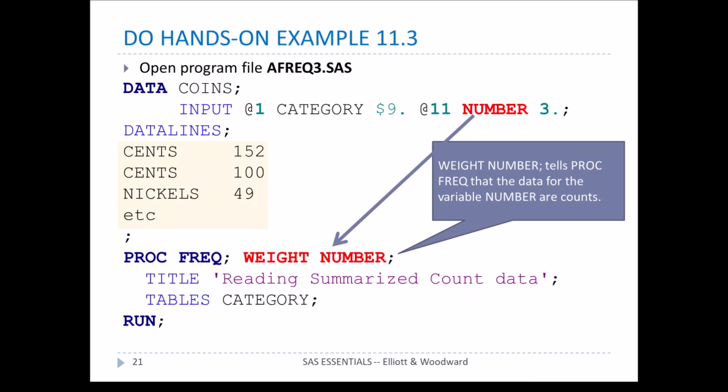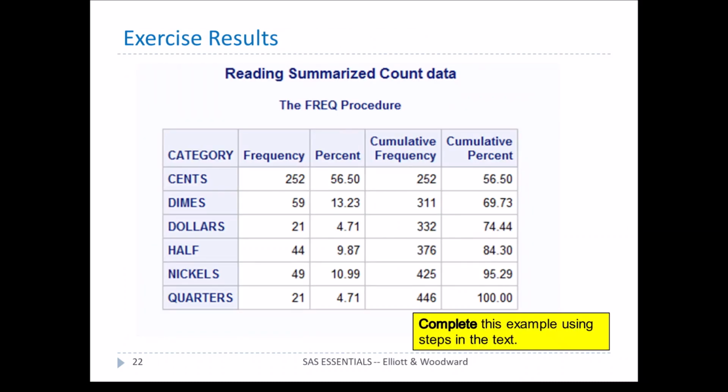So when I say tables category, it's going to look at the category cents and say, aha, there's 152 of them. Whoops, there's also 100 of them. So it'll combine those, as we're going to see. All right, so when we run the program, now we see that it combines cents, 252, then dimes and dollars and so forth, and it gives us the frequency of each. So 56% of our coins were cents, 13% were dimes, about 5% were dollars, and so forth.